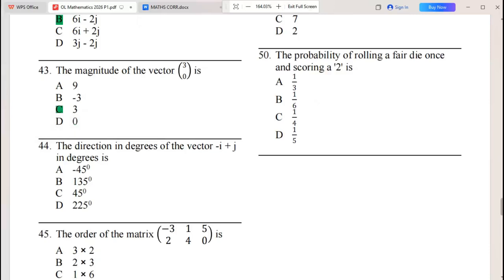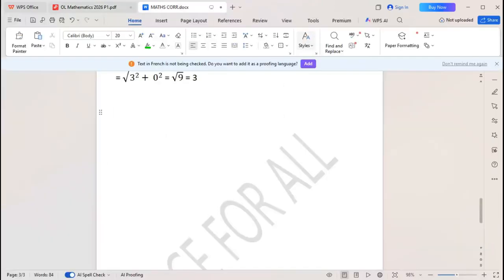Question 44. The direction in degrees of the vector minus i plus j in degrees is... Now the direction of the vector is talking about the angle that vector makes with the positive x-axis. Now the direction of a vector is given with the formula tan x is equal to y all over x, where y represents the coefficient of the j term and x represents the coefficient of the i term. Our vector is minus i plus j, that means the coefficient of the j term is equal to 1, or our y is equal to 1, and the coefficient of the i term is equal to minus 1, that is our x is equal to minus 1.